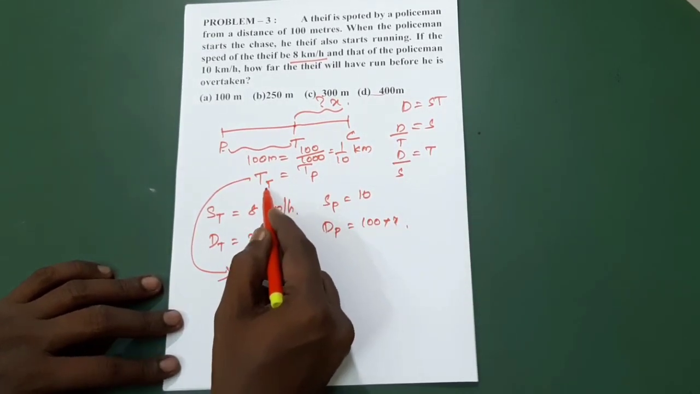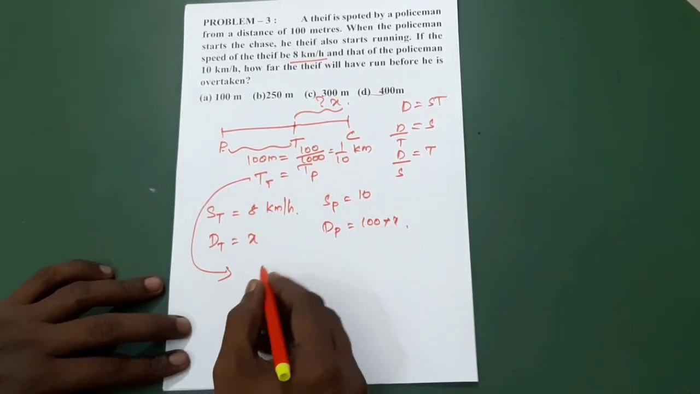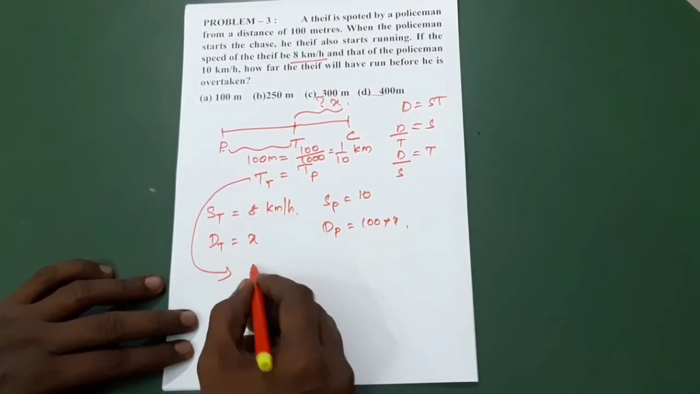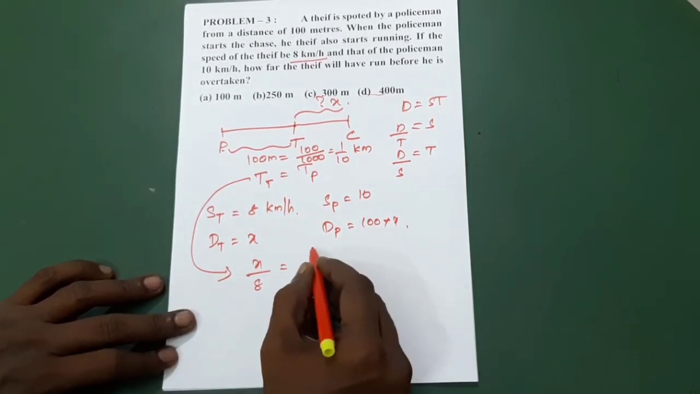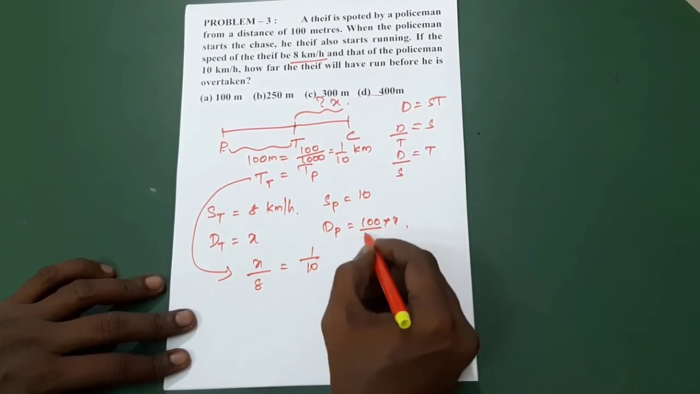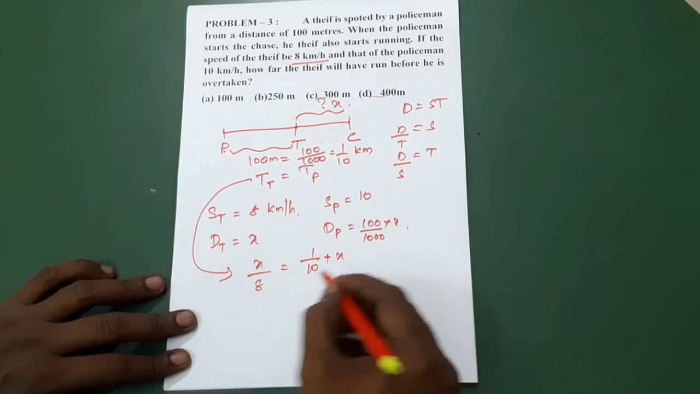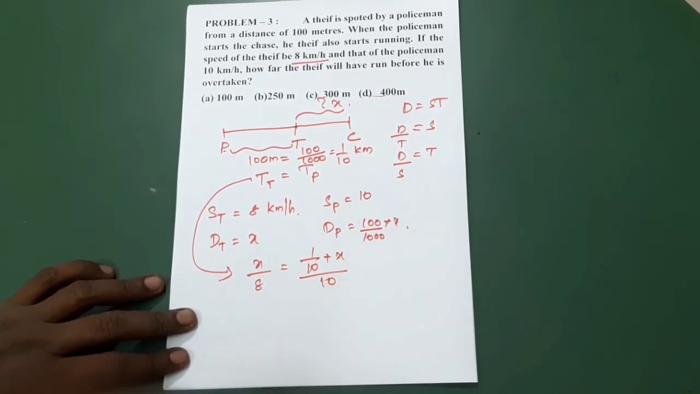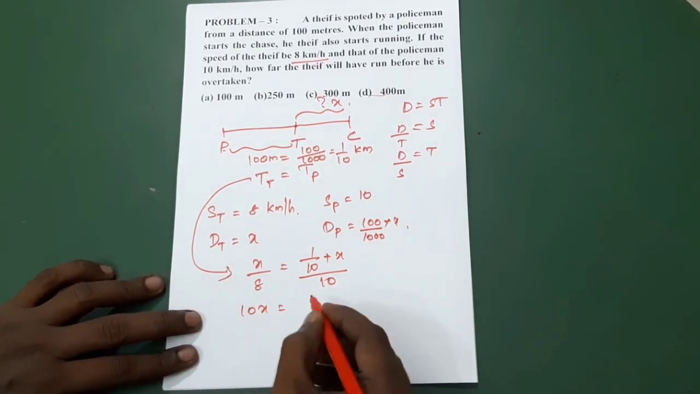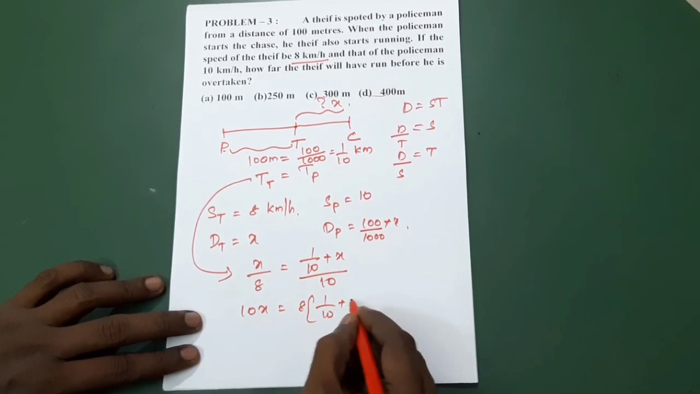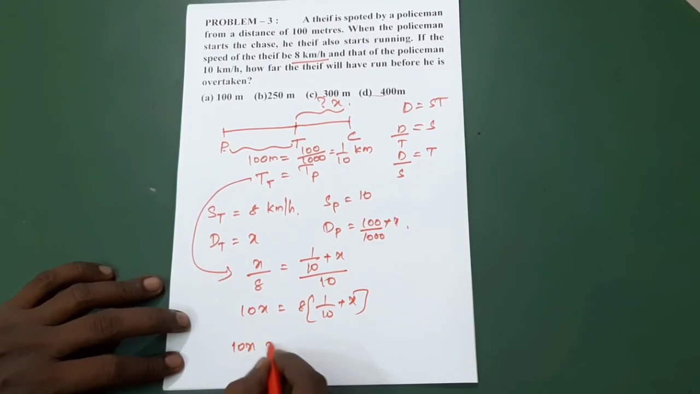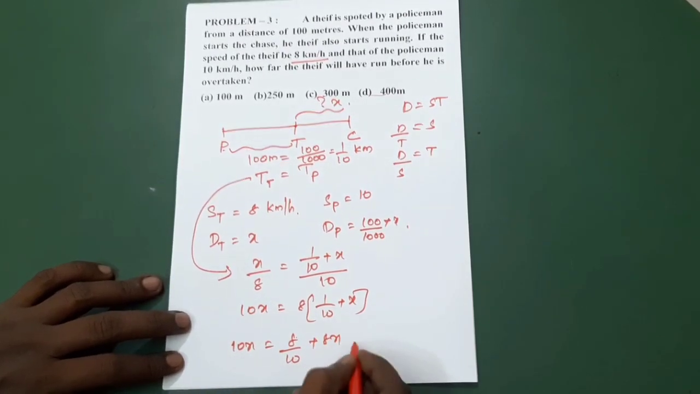And then the time of the thief is same as the time of the police chasing. So the formula is D by S, distance divided by speed. So x by 8 is equal to 1 over 10 plus x divided by the speed, 10 here. So let us cross multiply this. So it will be 10x is equal to 8 times 1 by 10 plus x. So 10x is equal to 8 by 10 plus 8x.